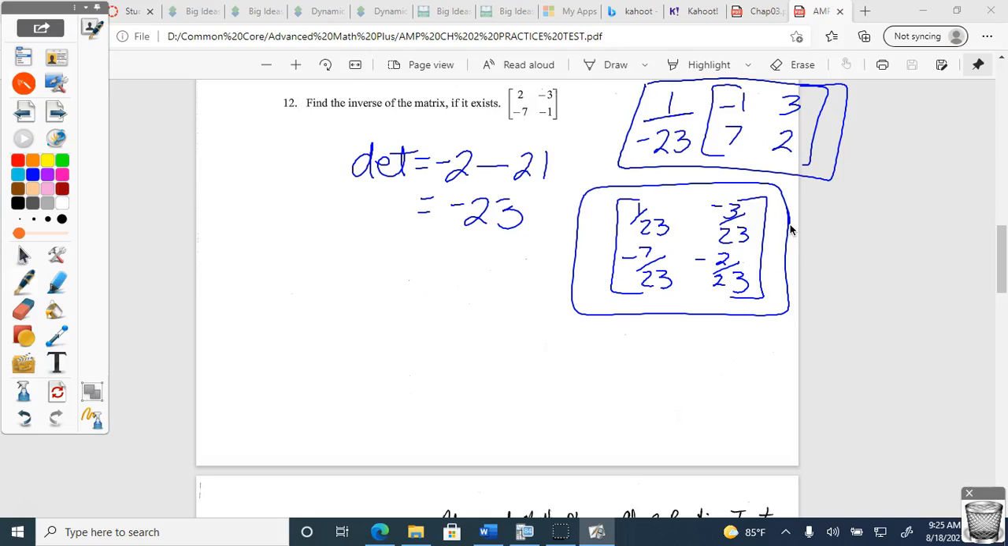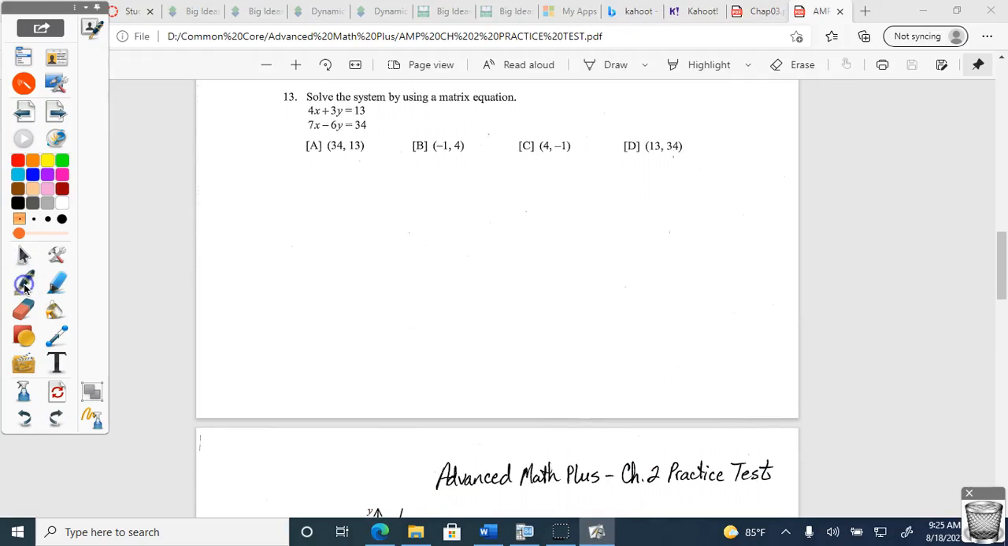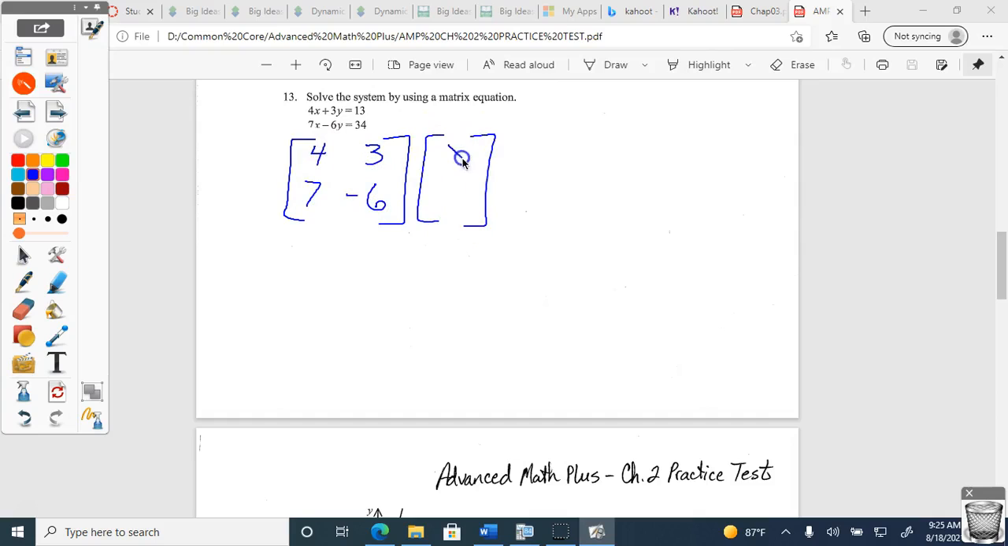All right. And last but not least, 13. We are going to make a matrix equation. This is the only one where you really don't have any work to show except setting up your problem. Every time. All right. So I make my matrix. 4, 3, 7, negative 6, times X and Y, equals 13 and 34.